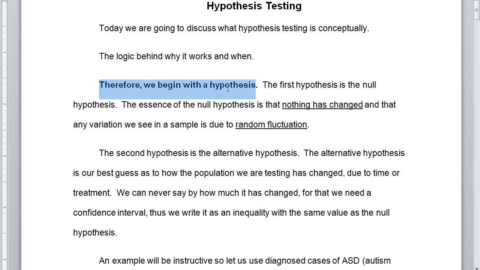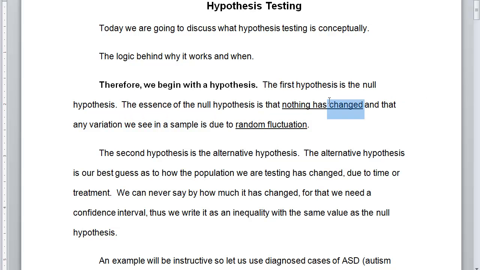Therefore, we begin with a hypothesis. It is a hypothesis test after all. And so the first hypothesis is the null hypothesis that we're going to look at. And the essence of the null hypothesis is that nothing has changed.